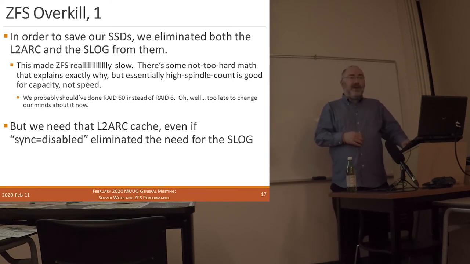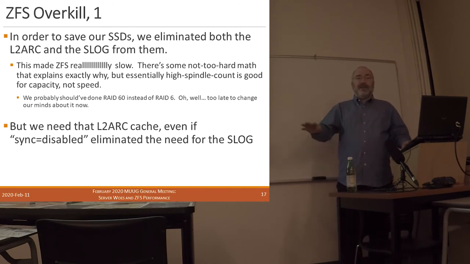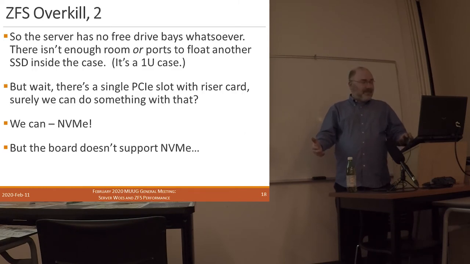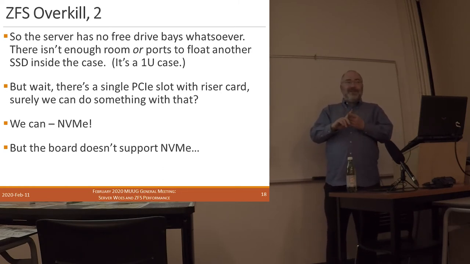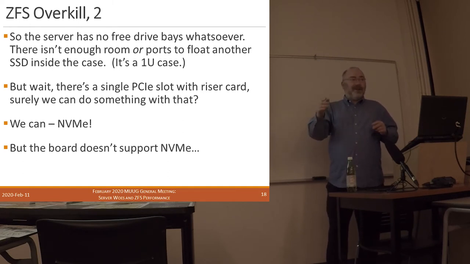So we still need the L2ARC cache, though. Like, sync equals disabled was great. We got rid of the S-log, but this is still painfully slow. We still need a cache. So this is a 1U server. And if you're thinking of the servers that you know, let me remind you, 12 3.5-inch hard drives plus 2 SSDs in a 1U server case. Not much left. There's no room for anything else to go into this case. Except there's one riser card in the PCIe slot. That's the only spot that's open.